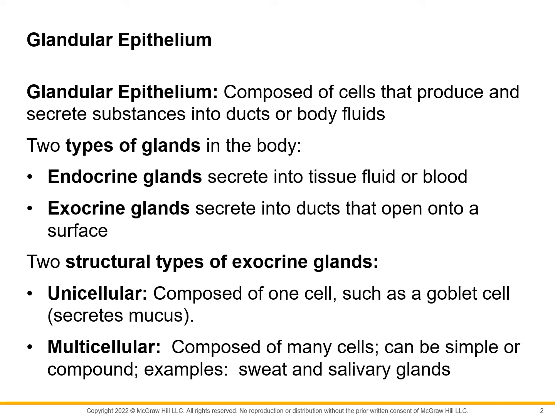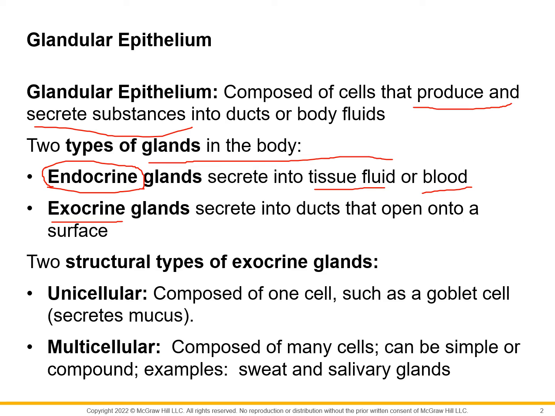So epithelial tissue has specialized tissue that is glandular. And there are two types of glands. Now, glands are cells that produce and secrete a substance. The two types are endocrine glands and exocrine glands. Endocrine glands secrete their substance directly into the tissue fluid or blood. These are glands that are part of, wait for it, the endocrine system.